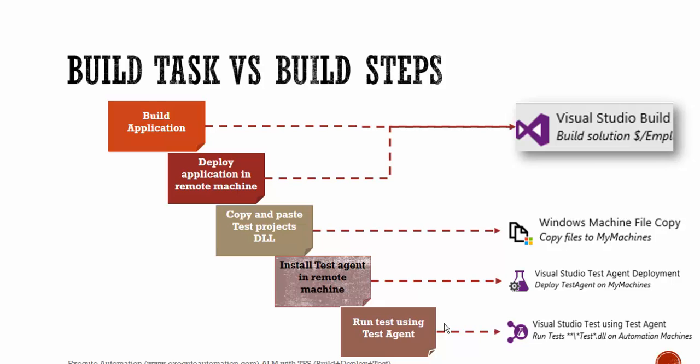And similarly, install test agent in remote machine. That particular build step can be done using Visual Studio test agent deployment task. So you need to add that task in your build definition. Similarly, running test using test agent. That build step you can perform using the Visual Studio test using test agent task. So we need to add these respective tasks in our build definition steps. So that's exactly what we're going to do right now.